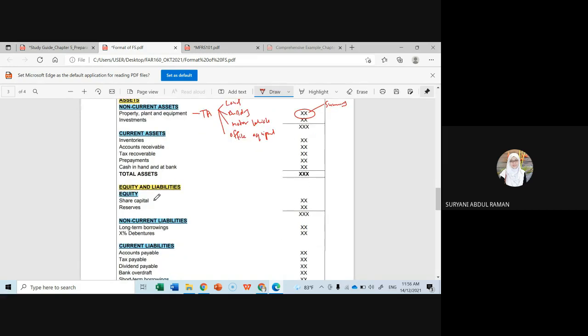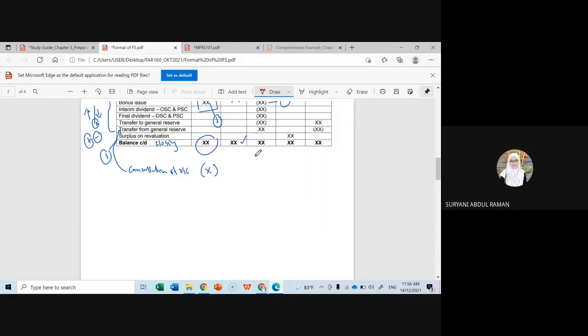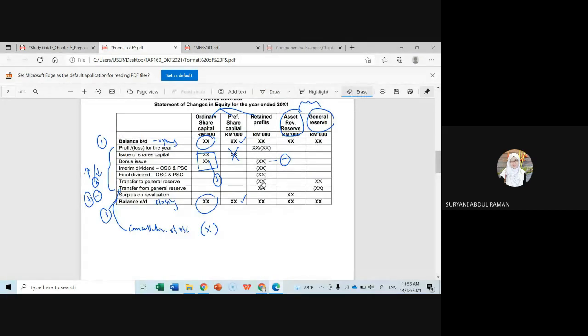And in terms of the equity, here you just group your equity into two, share capital and reserve only. But under share capital you have many. You have ordinary share capital, you have preference share. And as for reserve, you have retained profit just now, you have what we call asset revaluation reserve, and you have general reserve. You see here? You have many of these.